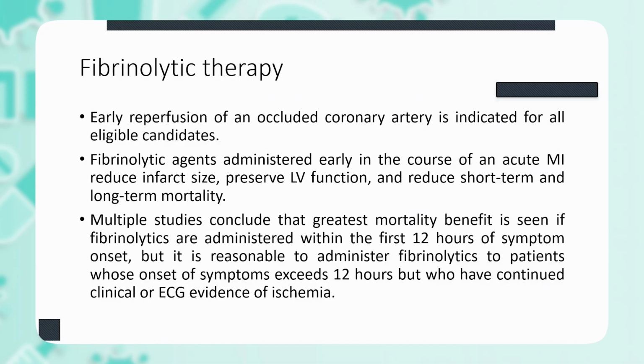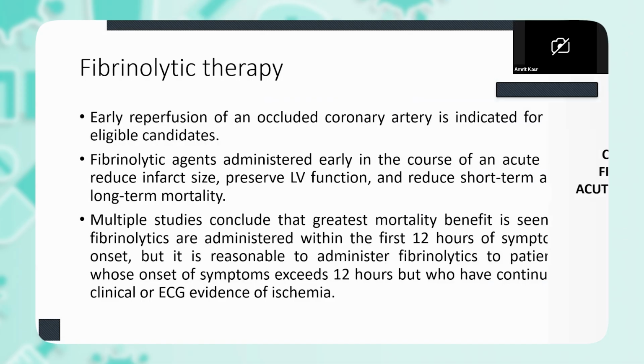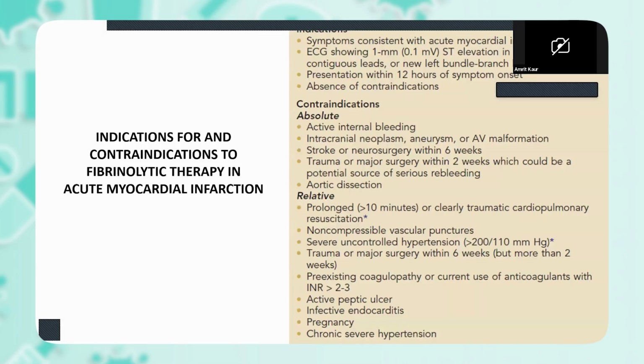Okay, yeah. So fibrinolytic therapies, we all know the indications and contraindications for thrombolysis. Active bleeding is an absolute contraindication. These are simple. If you have neurosurgery within 6 weeks, trauma, major surgery within 2 weeks, these are absolute contraindications. We do not thrombolize the patients.